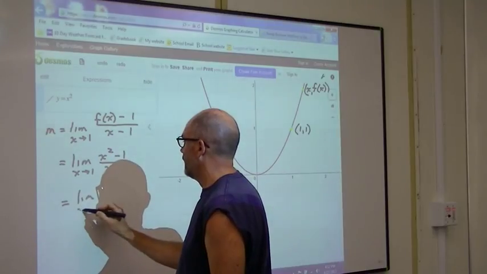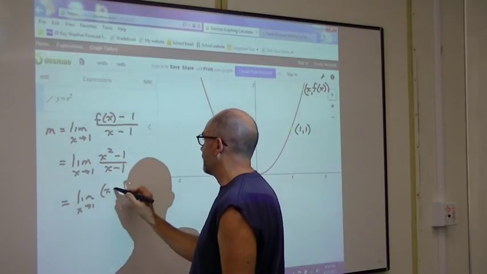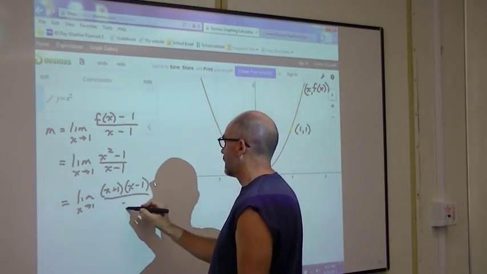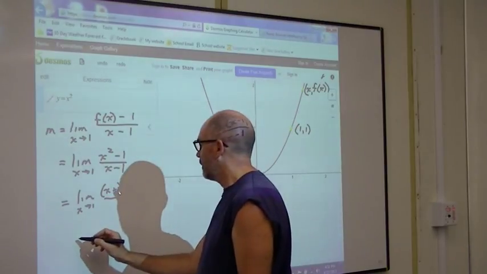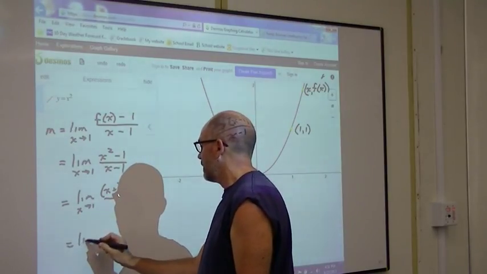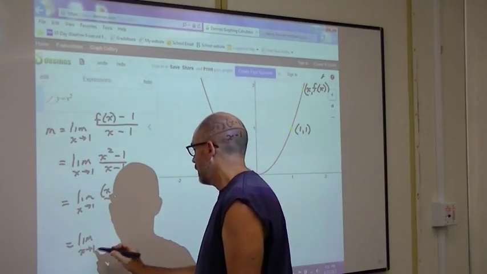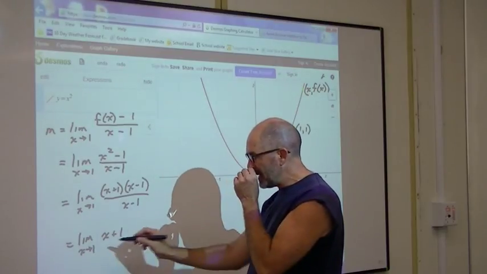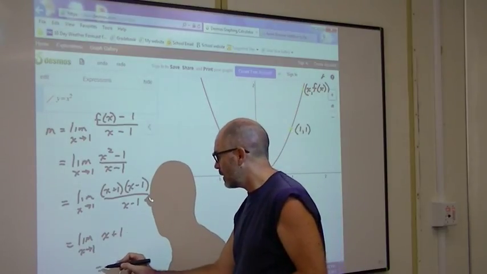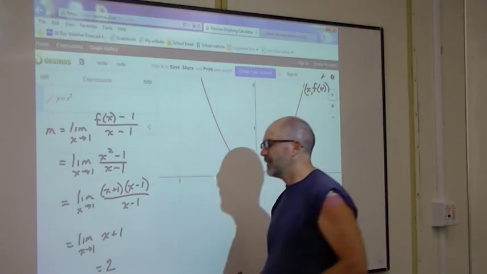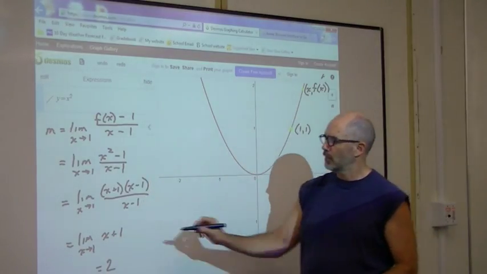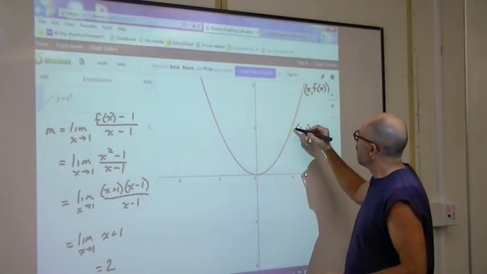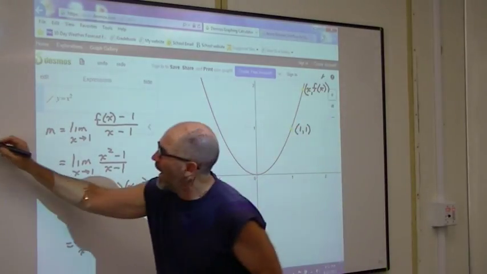So we have the limit as x approaches 1 of x plus 1 times x minus 1 over x minus 1. The x minus 1's cancel, and so we have the limit as x approaches 1 of just x plus 1. Now when you plug in a 1, you get 1 plus 1, which is 2, as they taught me back in first grade.